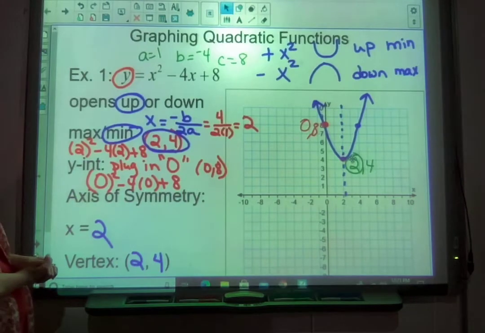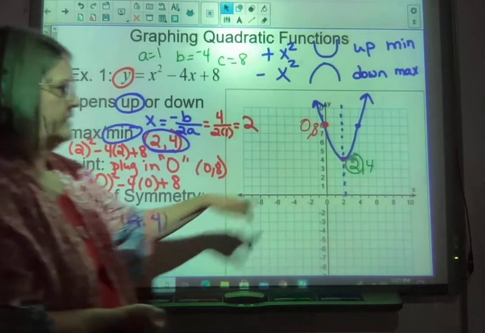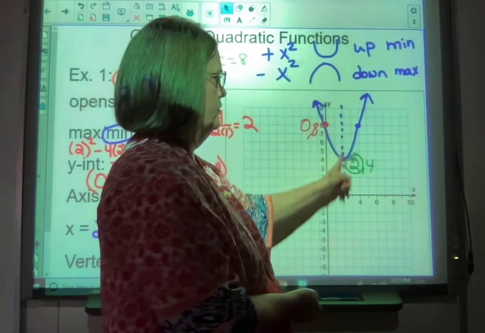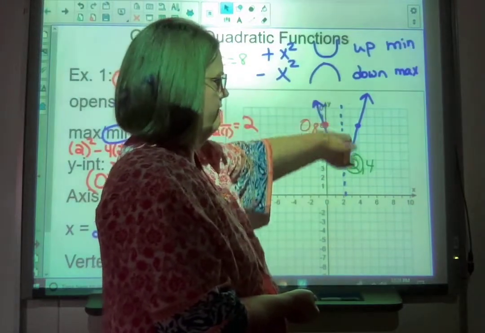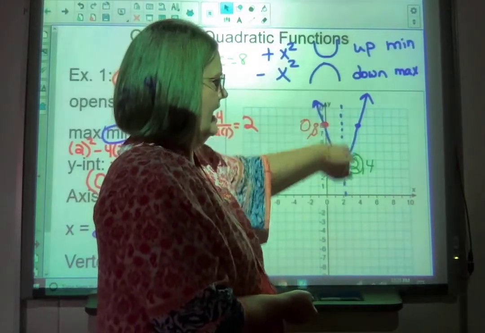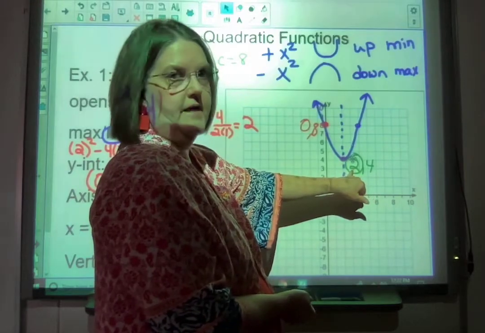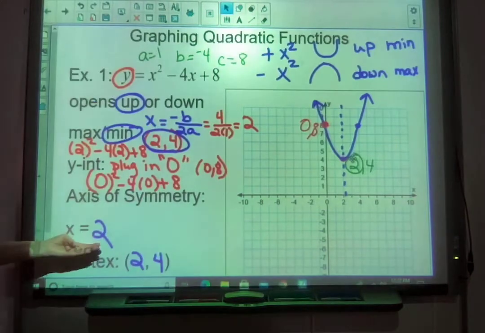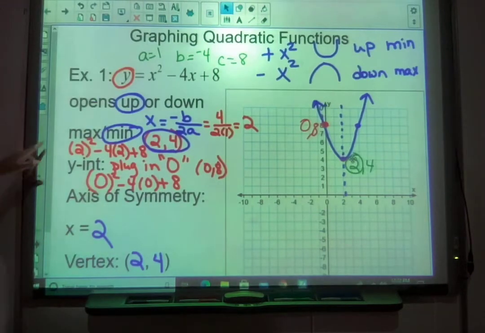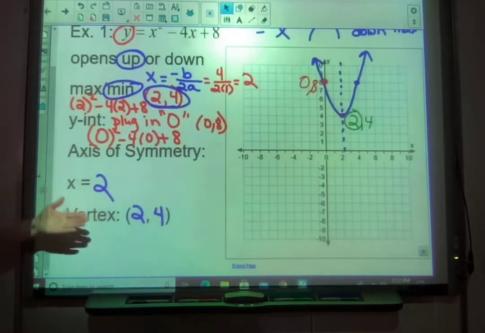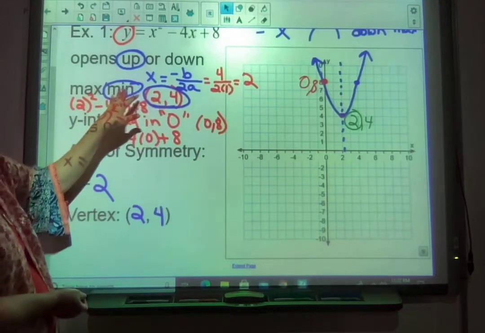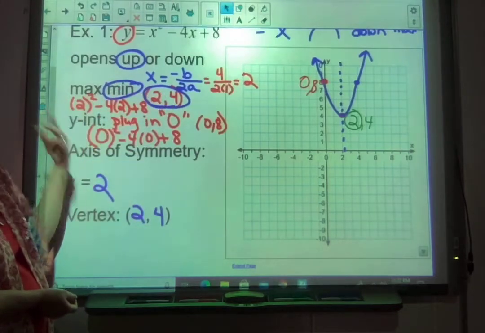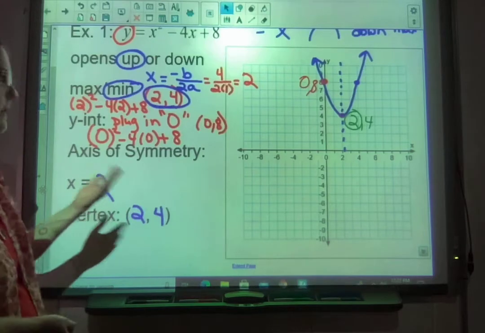All right, the axis of symmetry, that's this line that I have in blue. It's just right down the middle of the graph. It's a line, and the x value of the vertex is your axis of symmetry. So my x value is 2, so my axis of symmetry is just x equals 2. It's simple with Desmos. And my vertex, again, that's the same thing as a minimum. The minimum value is the vertex, the maximum value is the vertex. It's just the same point.